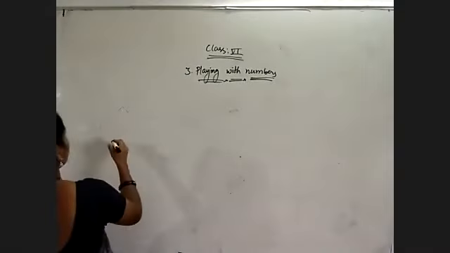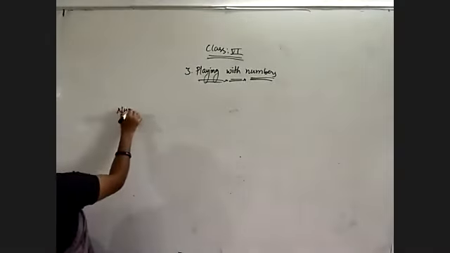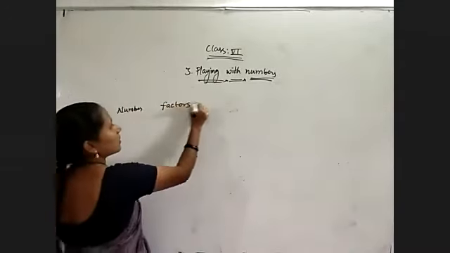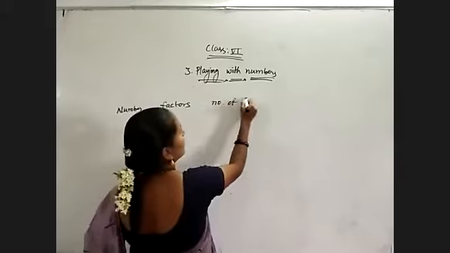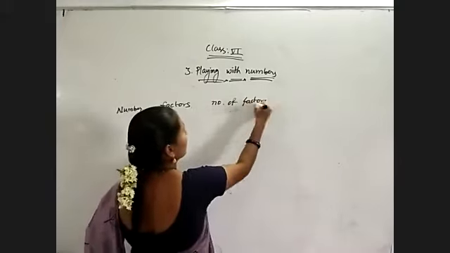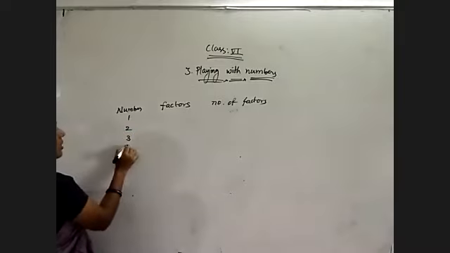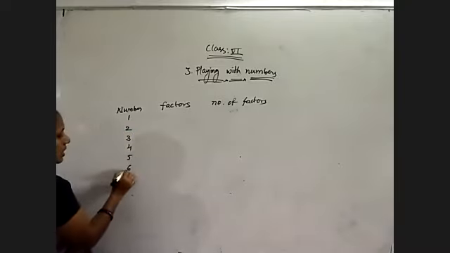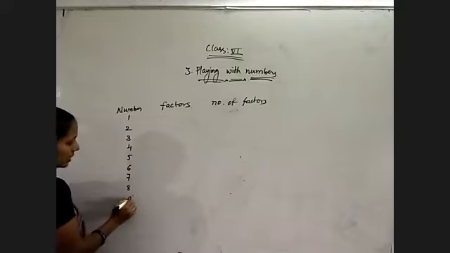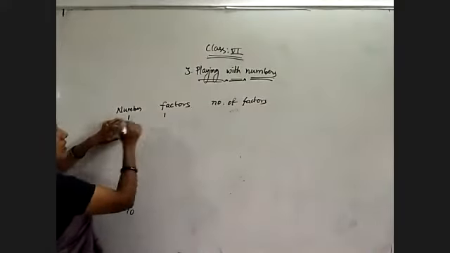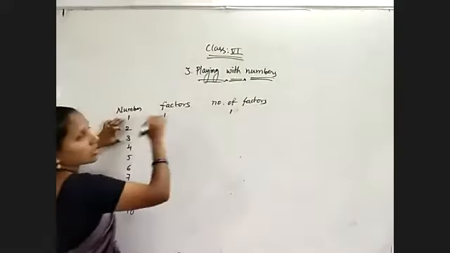One to 10, numbers and factors, I am writing. Number, factors, number of factors. 1, 2, 3, 4, 5, 6, 7, 8, 9, 10. So now factors. 1 ones are 1, only 1. Number of factors is equal to 1.